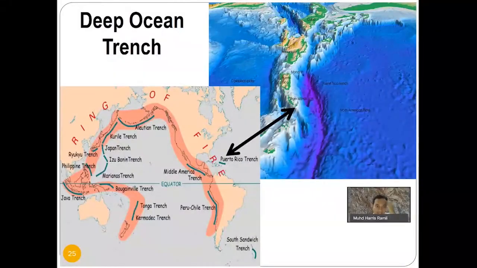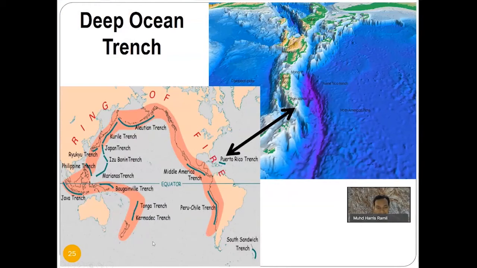Okay, so a deep oceanic trench looks something like this. It's very narrow. When the area is very narrow, but it is very, very deep. Okay, so this is an example of the Puerto Rico trench. Then you have any other trench. So this is the ring of fire.